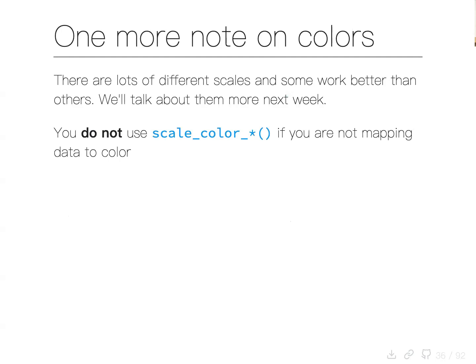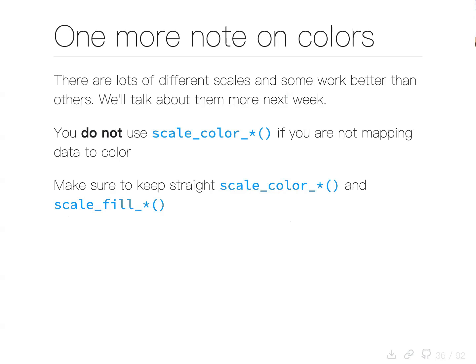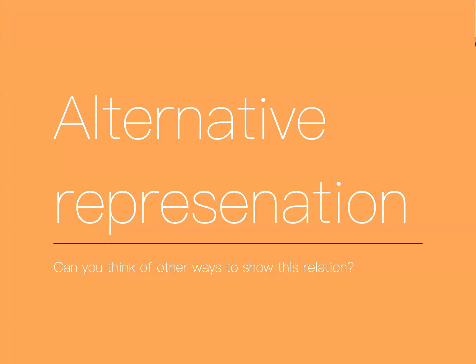So yeah, I've kind of been trying to say this the whole time. You only use scale color, whatever, if you're mapping data to color. Otherwise, you don't. The other thing that's important is that you keep straight your color scale and your fill scale, right? So you use scale color, whatever, and scale fill, whatever, to do those. And you can make them separate things.